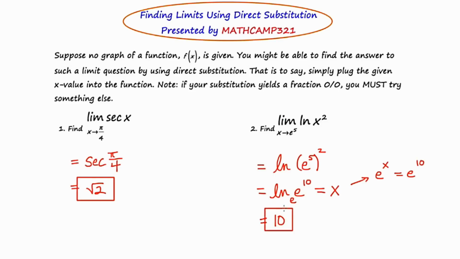So again, what we simply did is we just plugged in what was given for x into the x value in the function and got the answer that way. And again, the only time this isn't going to work successfully is when you plug in and you end up getting 0 over 0. That's when you have to try something else, which we'll address in future videos.